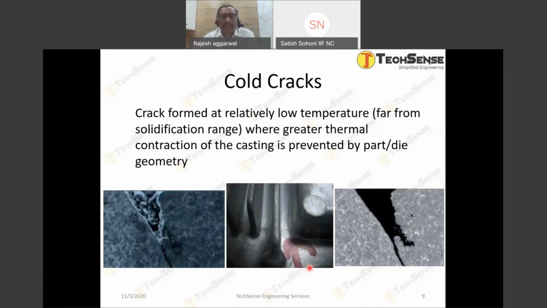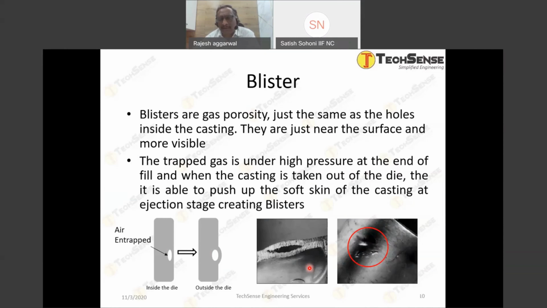Blister is also a sort of gas porosity. It is just the same as the holes inside the casting, but they are near the surface and more visible. The trapped gas is under high pressure at the end of the filling, and when the casting is taken out of the die, it is able to push up the soft skin of the casting at the ejection stage, creating a blister.